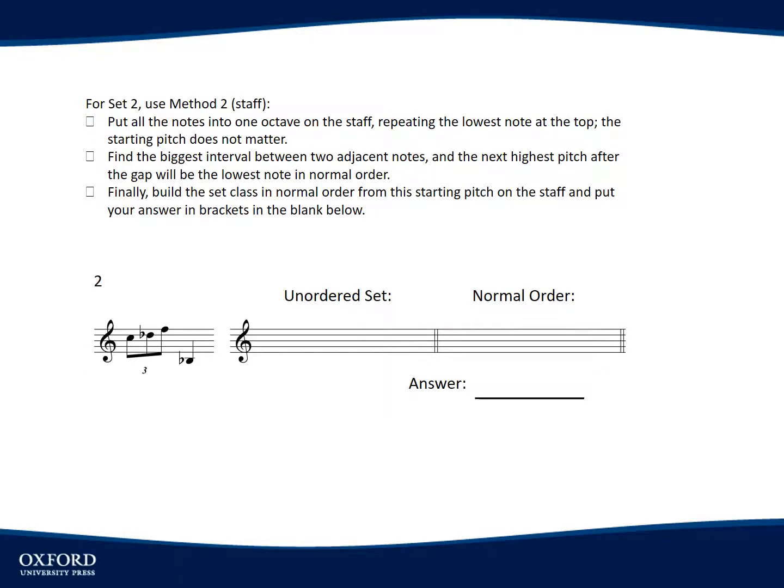For the second set, use method 2, the staff method. Just as with method 1, we start by putting all the notes into one octave. Doesn't matter which note we start with because we'll repeat the lowest one at the top to make sure we've analyzed all intervals. I chose C simply because it was the first note of the motive. And I used middle C so the notes will fit nicely on the staff. Remember, register doesn't matter in set theory.